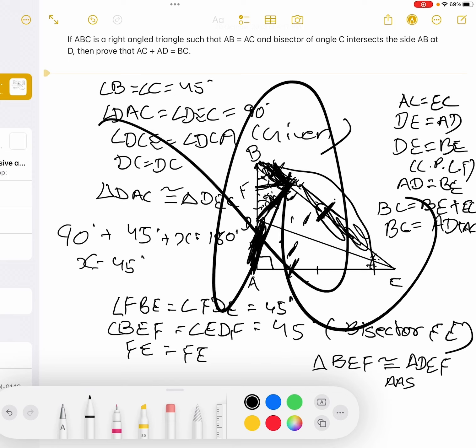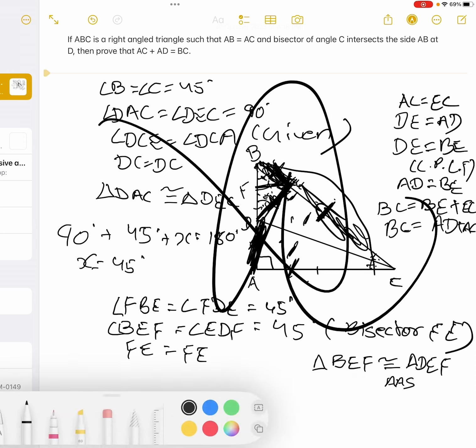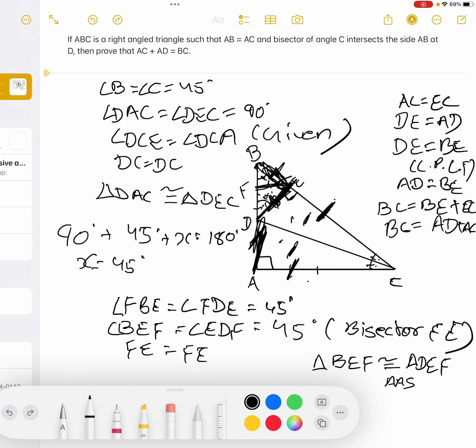And I want to cut all of this because this was such a huge question and we solved it so easily. So two constructions were needed to solve this question, right? That was DE, sorry, DC was already given. DE was needed and FE was needed, right? So everything was related to this E point.